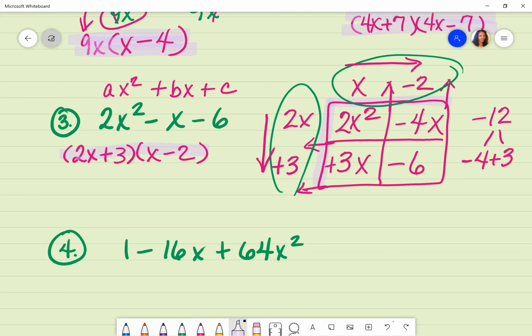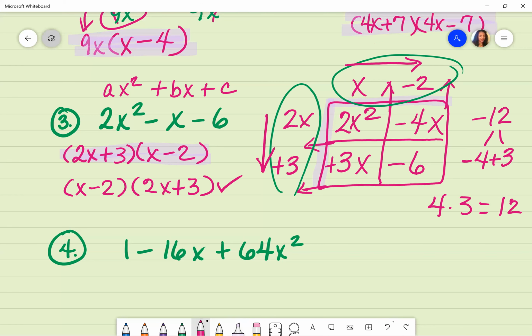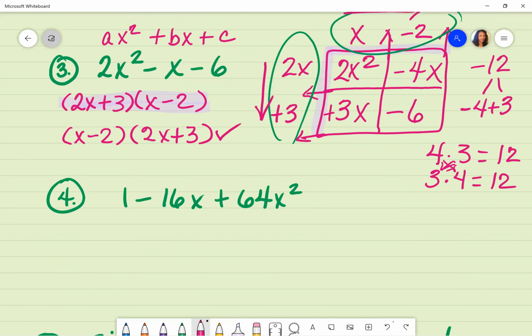The next question I get, well, can I write it as x minus 2 times 2x plus 3? Yes, you can. Why? Because if I ask you what's 4 times 3, you would tell me 12, right? And if I said, well, what's 3 times 4? Guess what? It's still 12, and you swap them around. So it's okay to change your binomial factors around. That's good. It's not a problem to do that.